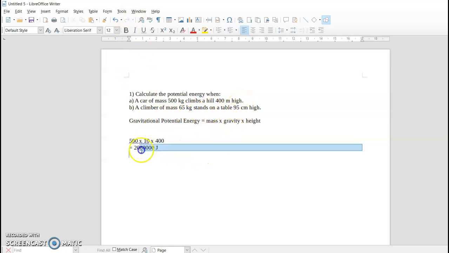Now, B. A climber of mass 65 kilograms stands on a table 95 centimeters high. So let's remove this. We know the mass is 65 because it tells you 65 kilograms. We know that the gravity is 10.